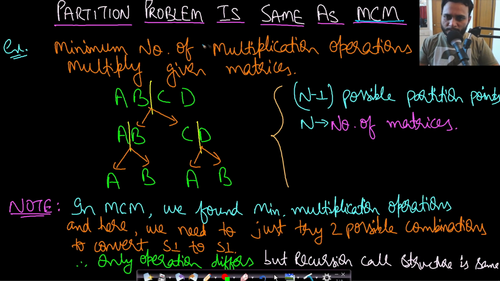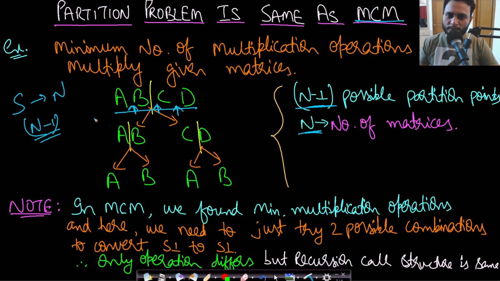Now the partition problem in this case is the same as in the MCM problem. The problem in MCM was to find the minimum number of multiplication operations to multiply the given matrices. If our matrix is ABCD, then we will have all these as the possible partition points. If we have n number of matrices, then there will be n minus 1 possible partition points. In this case as well, if the string length is n, then we will have n minus 1 partition points. So both of them are the same.